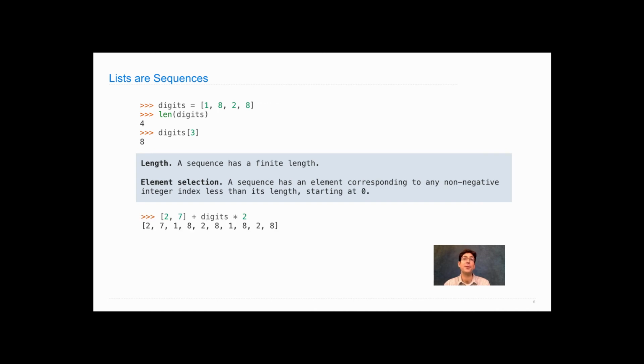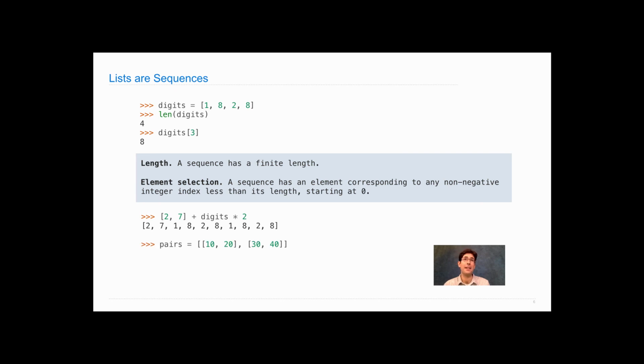Now there are other things you can do with lists besides compute their length or select elements. You can add lists together or multiply them by integers. So by multiplying 1828 by 2, I get 1828 1828, which is just the same sequence twice. And if I add the sequence to 7 on the front, well, now I have a list of 10 things.